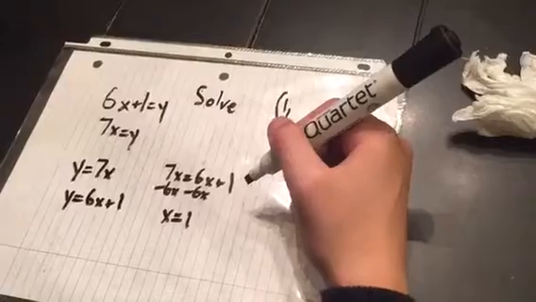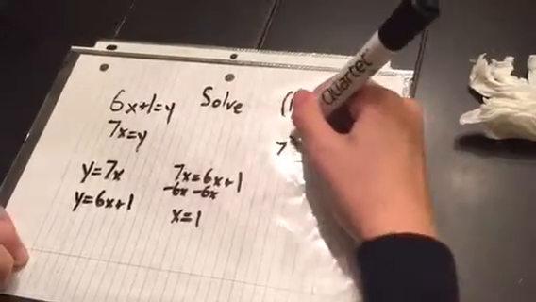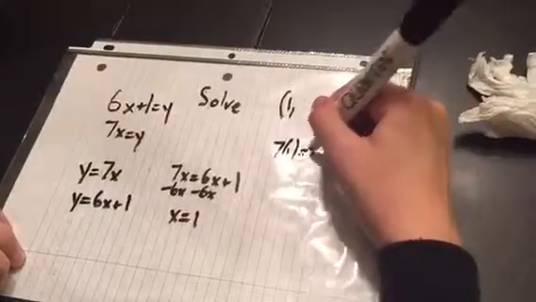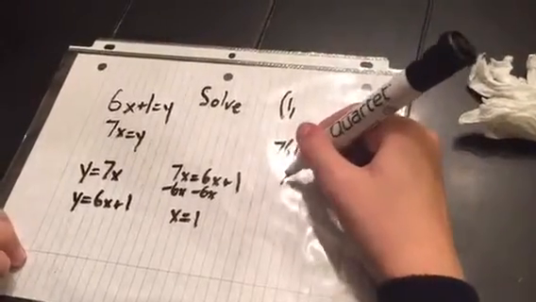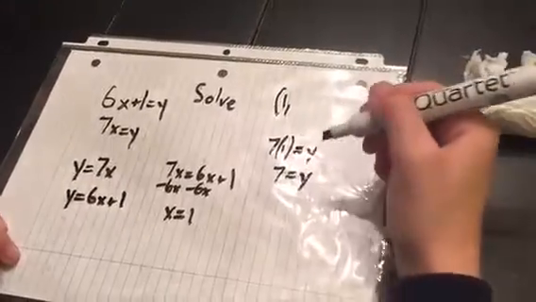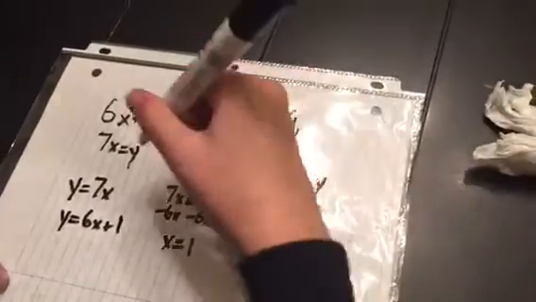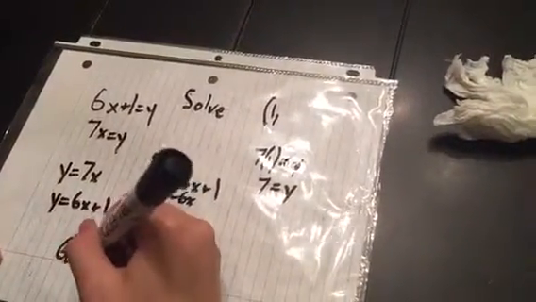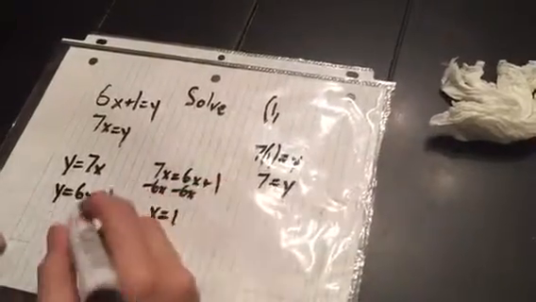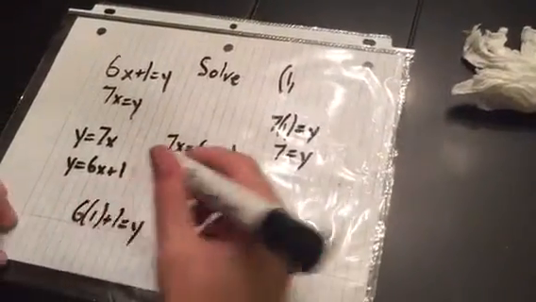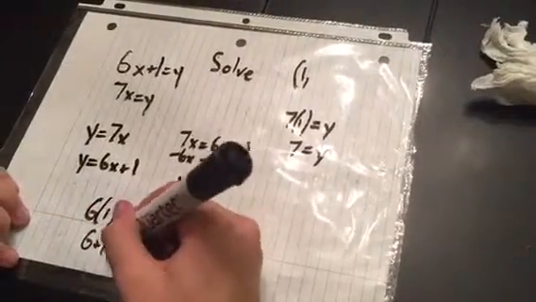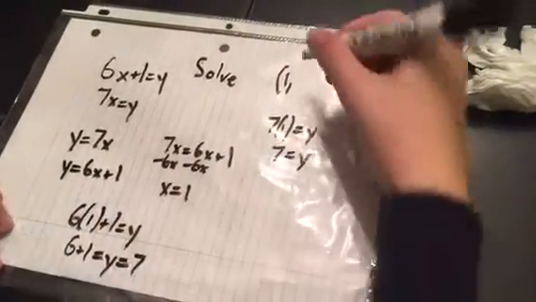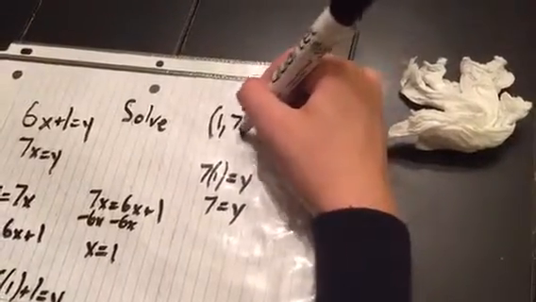Alright, now let's solve for y. So 7(1) equals y. So we have 7 times 1 equals 7 equals y. Let's see if we can get the same answer on the other. So we have 6(1) plus 1 equals y. So we have 6 times 1 equals 6, plus 1 equals y, which equals 7. So the answer for this is (1, 7). Does anyone have any questions? If you do, we can pause the video and I will answer them.